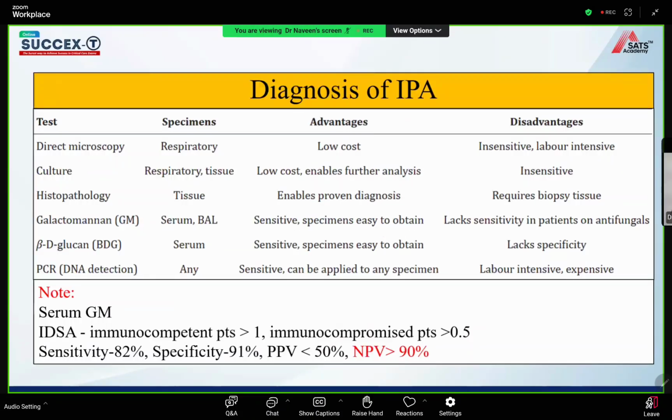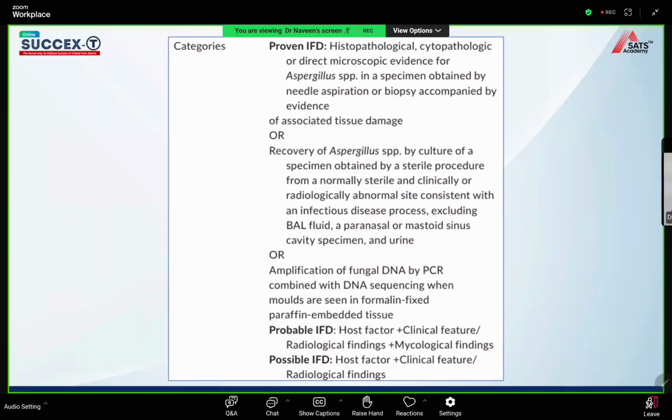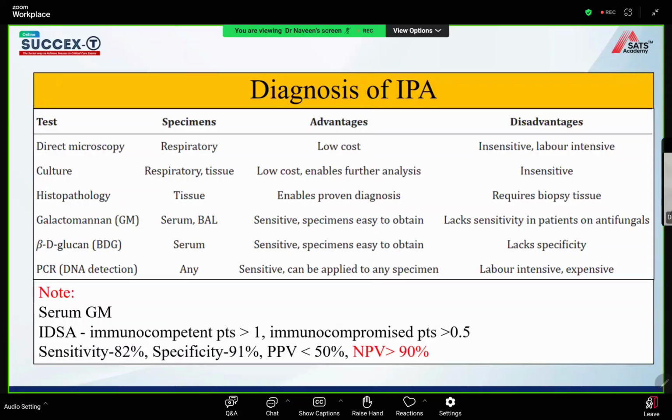So, I just want to insist on three things: proven, probable, and possible. If histologically proven, it's proven. Where we have high risk factors and mycological evidence without histopathological proof, it is probable. Where you have host factors and clinical features, it is possible. And these are the culture-based and non-culture-based diagnostics for invasive pulmonary aspergillosis.